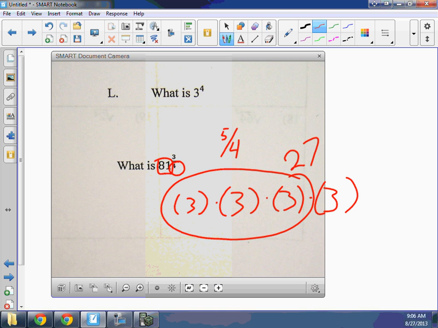How would I find 81 to the 5/4? I would add another 3 to the end, and it would be 81 to the 3rd, which is, I don't remember, 240, 243? 243. Okay.